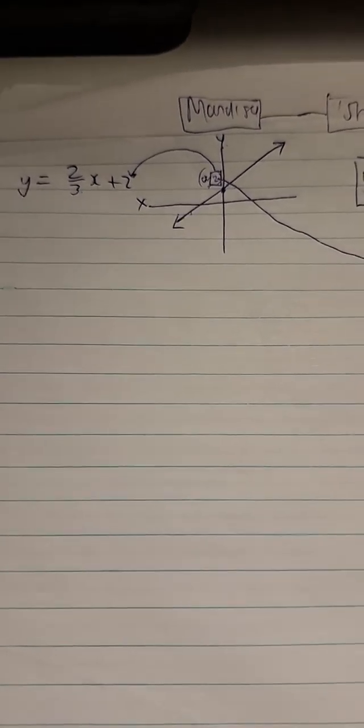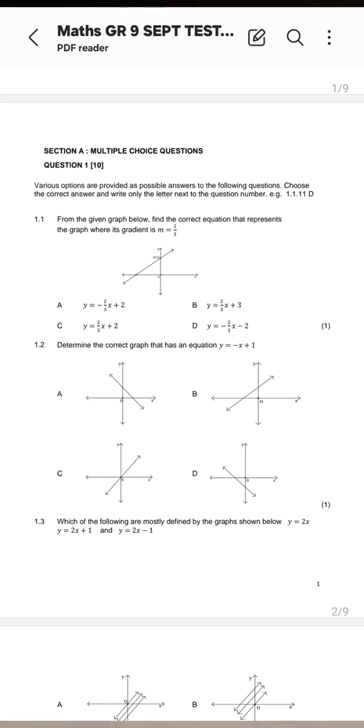Okay, let's go look at another question. People, look at 1.2. 1.2 says determine the correct graph that has an equation y is equal to negative x plus 1. Y is equal to what? Negative x plus 1. Look at A. Could it be that graph? Look at B.